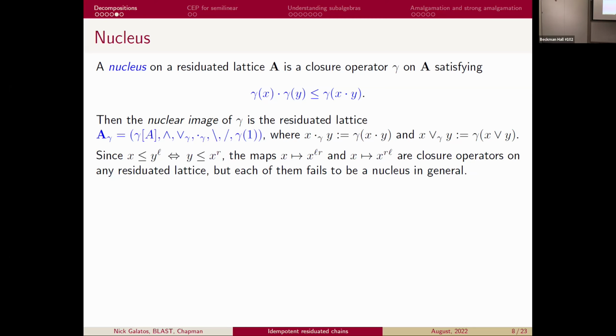So let's do the same thing. Now we have two inverses. They form a Galois connection with each other. So we actually get two closure operators. You can apply the LR or RL. They both give you a closure operator, none of which, unfortunately, is a nucleus. So there's no guarantee that the image is now going to be a residuated lattice.